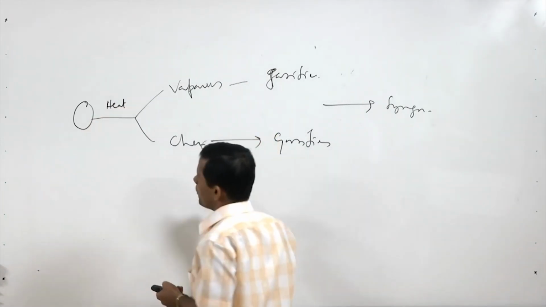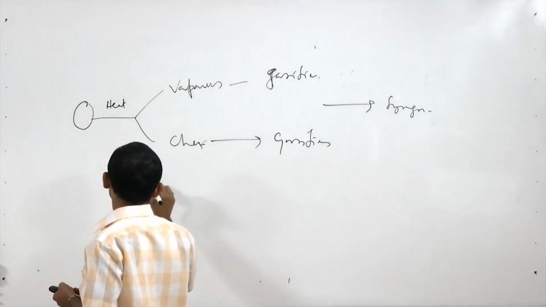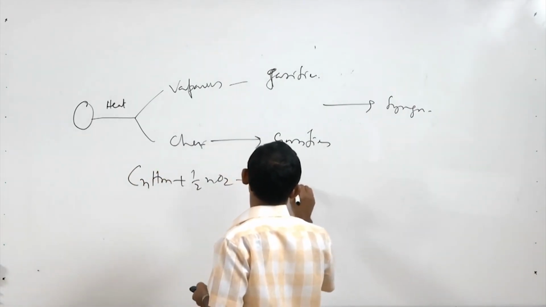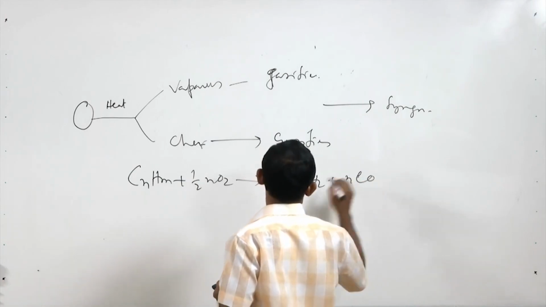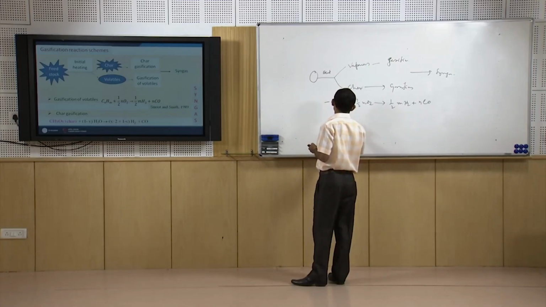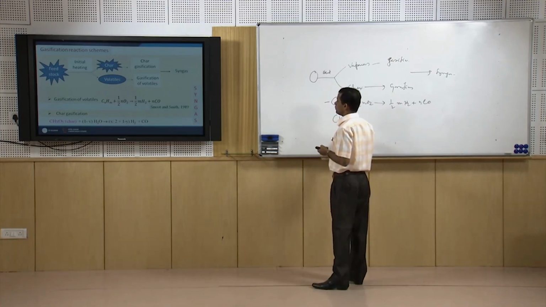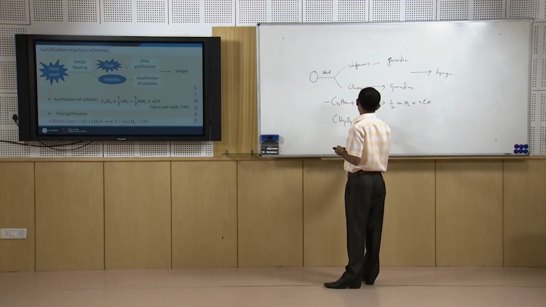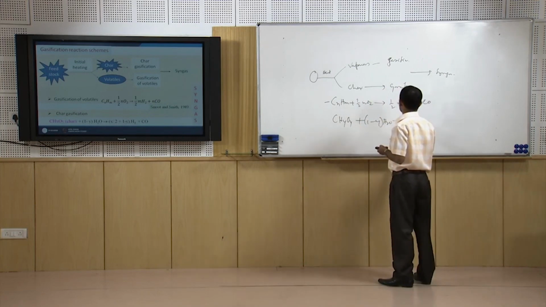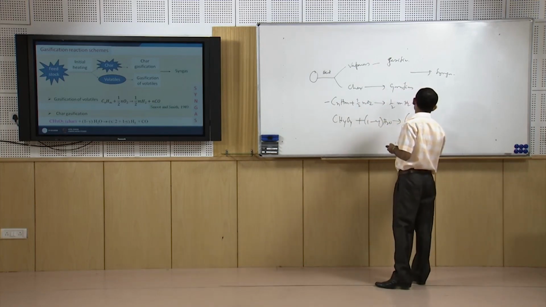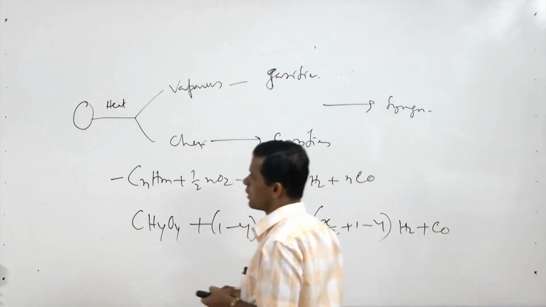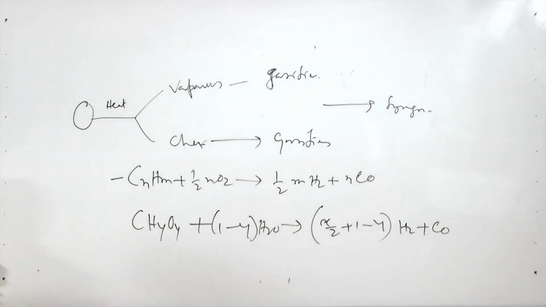For volatile gasification, the reaction is CnHm plus n/2 O2 giving m/2 H2 plus nCO. For char gasification, CHxOy, the char, plus (1 minus y) H2O gives (x/2 plus 1 minus y) H2 plus CO. This was proposed in 1989.